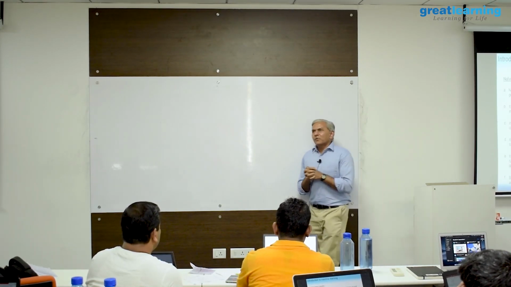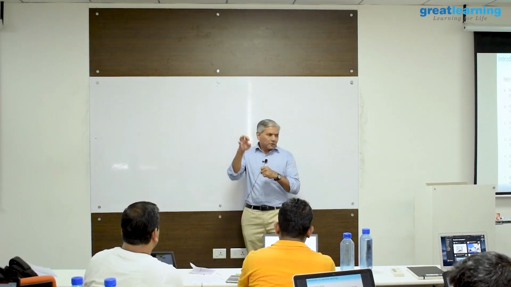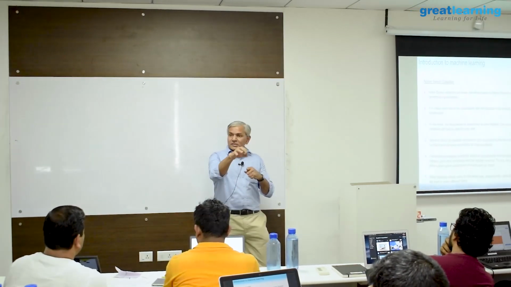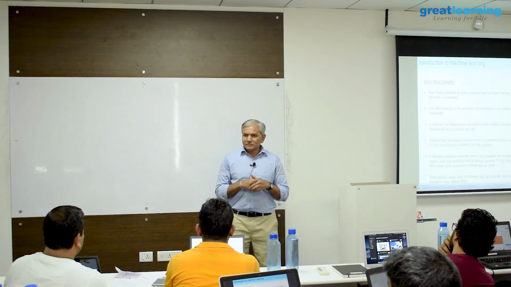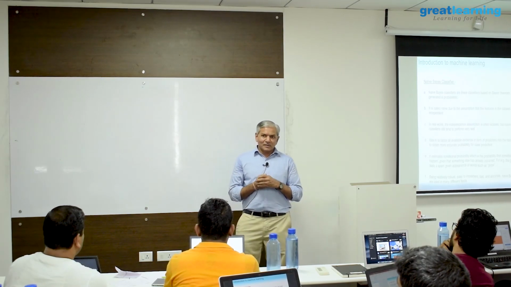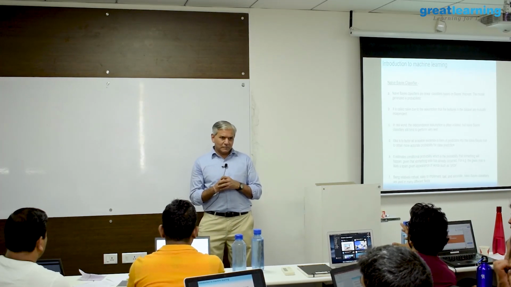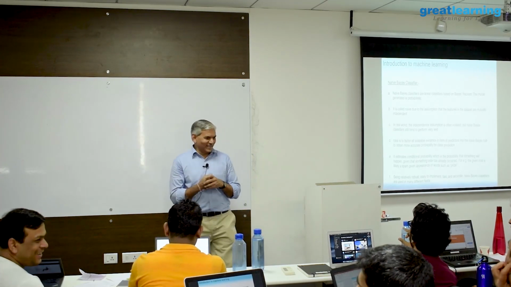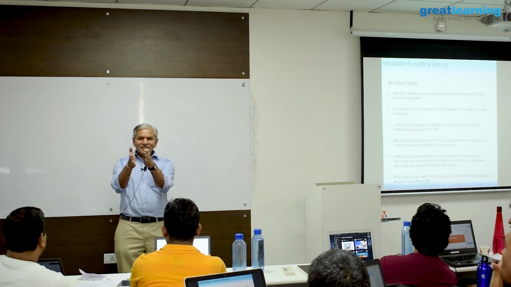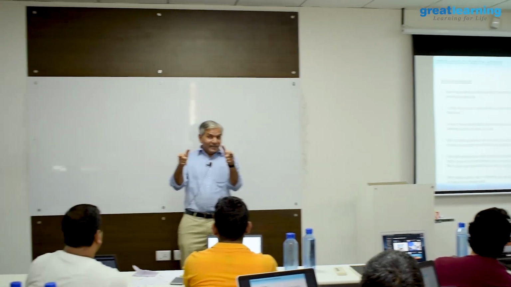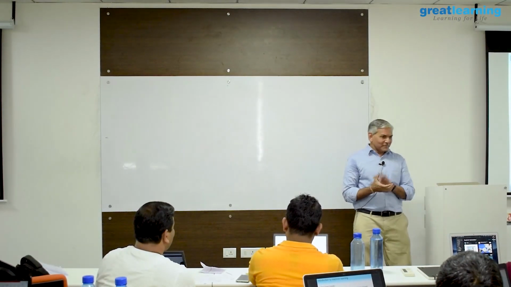So if I give you a deck of cards and I ask you to pull a card out of it, what is the probability that this card is going to be a red king? 1 by 52. No, you never played cards. You have 52 cards. Red king is 2 by 52.